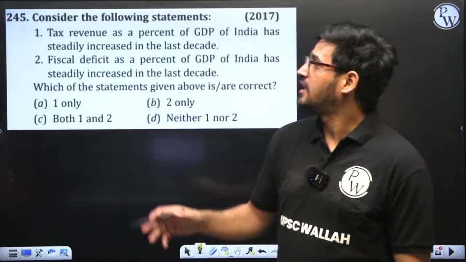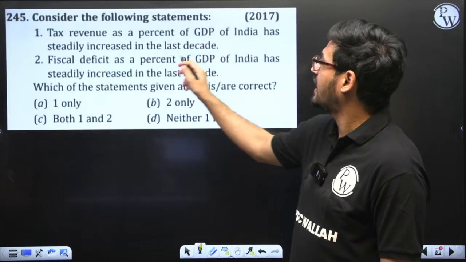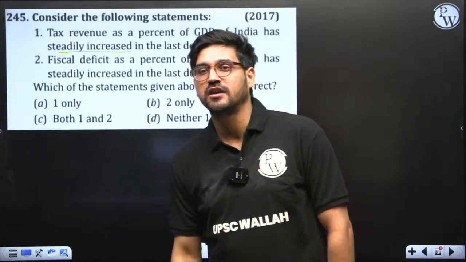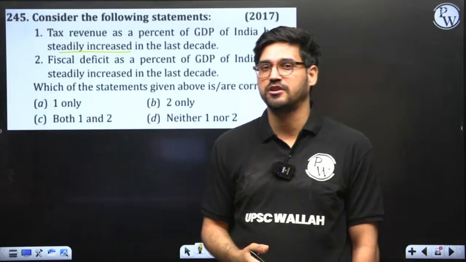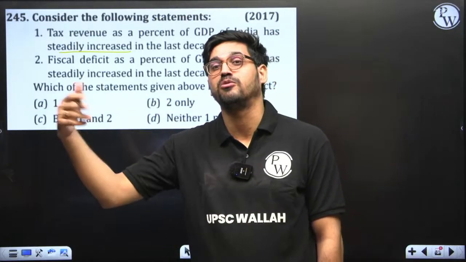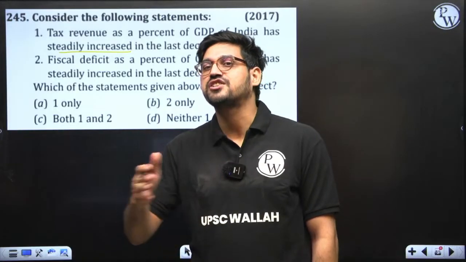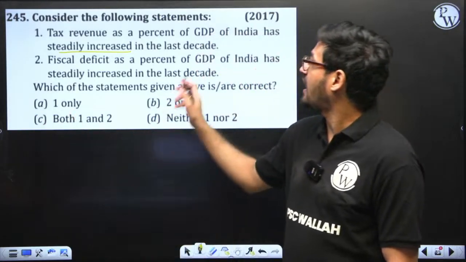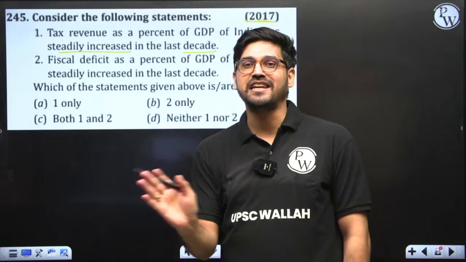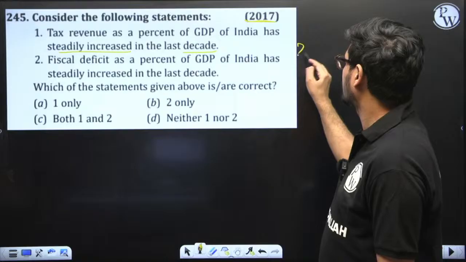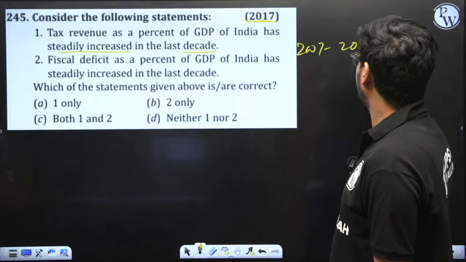Once it says tax revenue as a percentage of GDP in India has steadily increased, that means today tax as a percentage of GDP is 4%, next year it is more than 4, the next year it's going to be more than this year. Has it steadily increased in the last decade? This question was asked in 2017, that means 10 years back, so somewhere around 2007 to 2017.